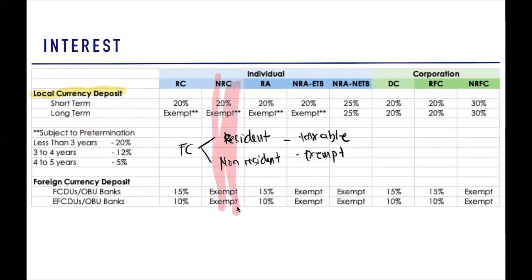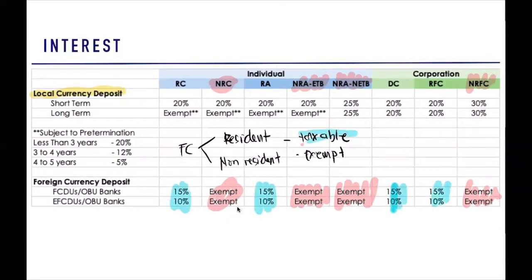So as you can see here, guys, we look. Non-resident citizen, exempt. Non-resident engaged, exempt. Non-resident not engaged, exempt. Non-resident foreign corporation, exempt. But if it's resident, taxable. If it's resident, it is taxable. Okay? So it is taxable. So here, 15, 15, 10, 15, 10, 15, 10.